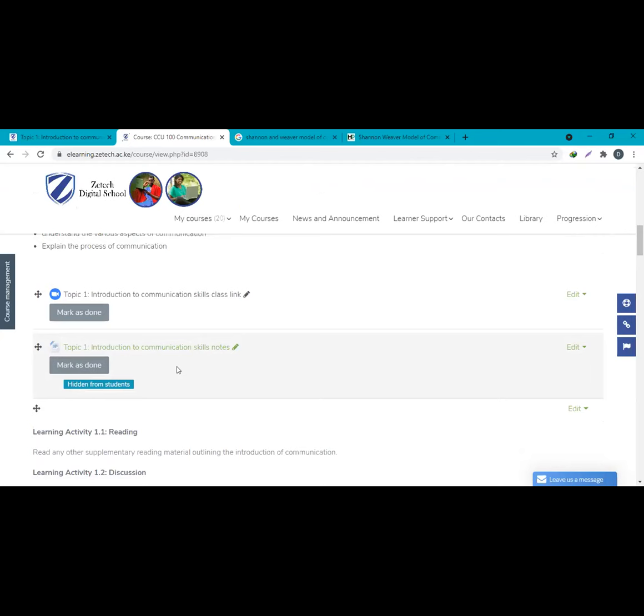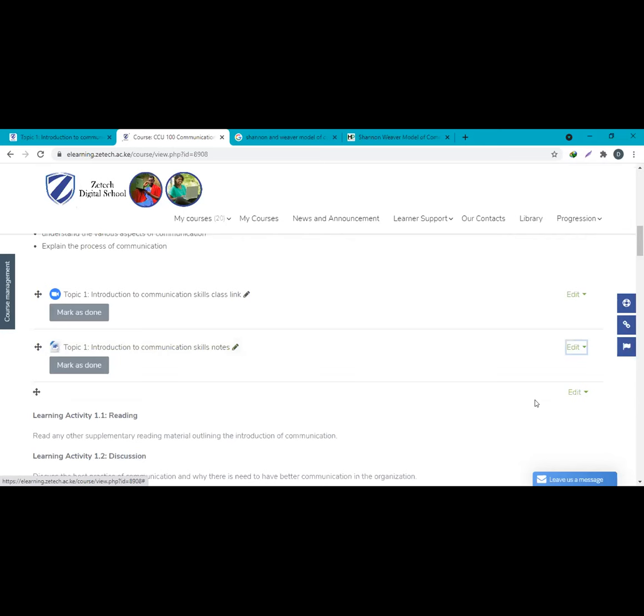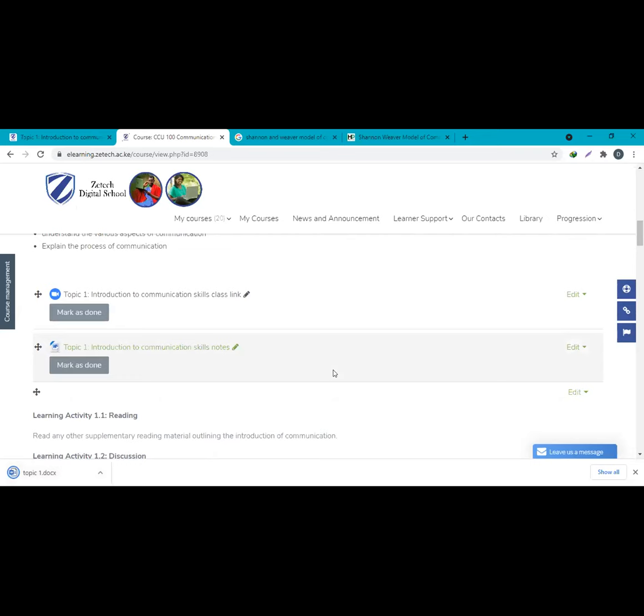Number two is that there are some notes there. Today's notes, I've already opened them. You can download your notes there. It is written topic one, introduction to communication skills notes. So if you click on it to start downloading, for example, let me click it. You can see it is downloading already. It has already downloaded.